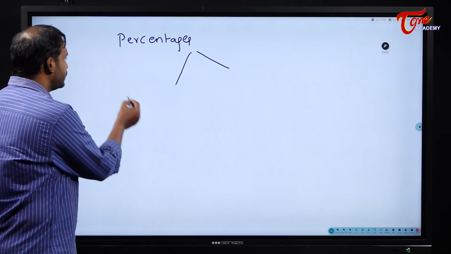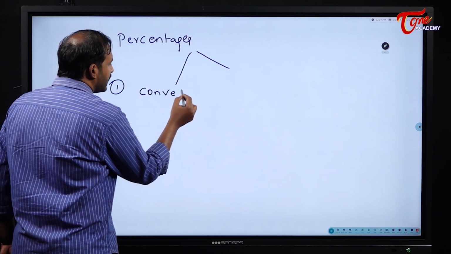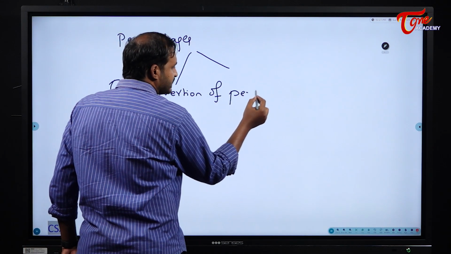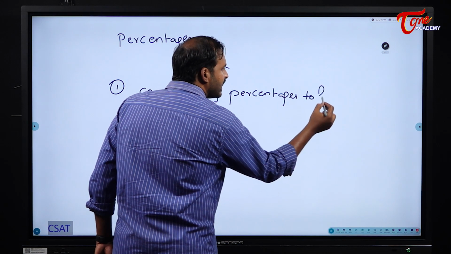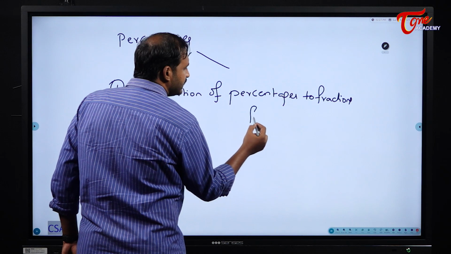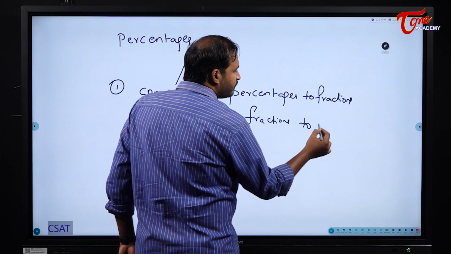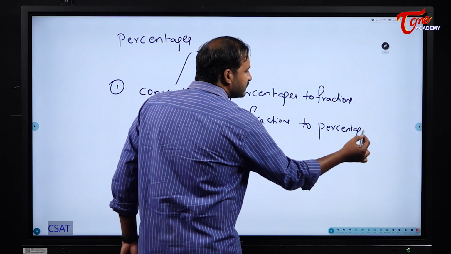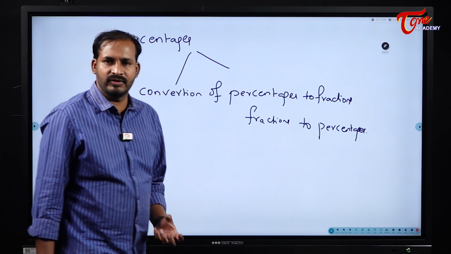The first thing you need to know here is the conversion of percentages to fractions, as well as fractions to percentages, based on our requirement. We should be good in these two things. We should convert fractions to percentages and percentages to fractions based on our requirement. If you are good at doing that, then we can easily solve most of the problems.